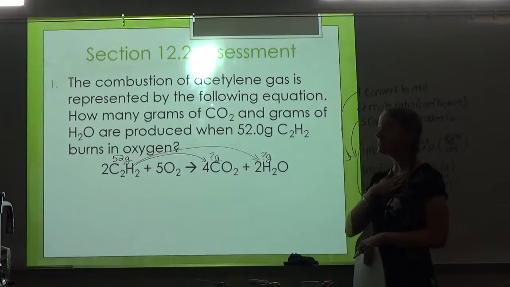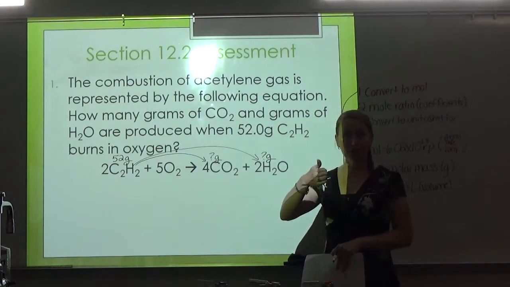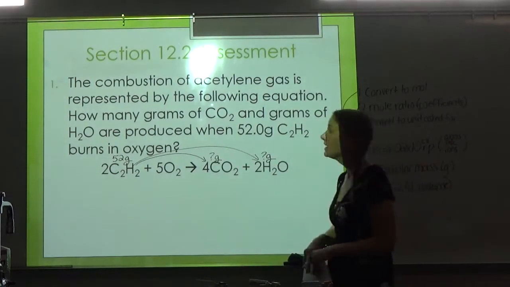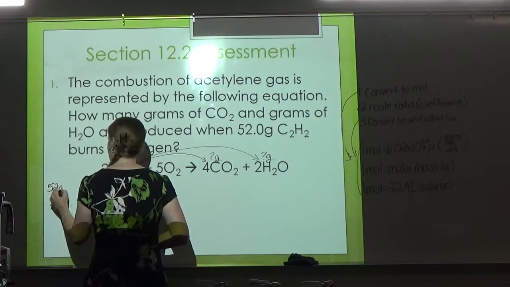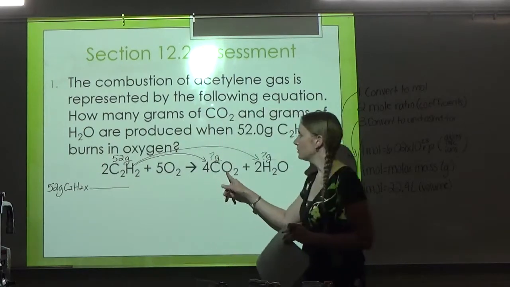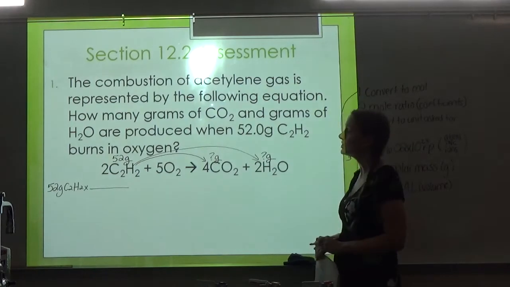Okay, so what I'm going to do is I'll do the first part. I'll figure out carbon dioxide, and then you pause it, and you figure out how much water, and then we'll have both parts. Okay, so I'm going to start with what I know, so that's 52 grams of C2H2. Now remember, I'm going to go to grams of CO2. I'm not going to worry about water. I'm going to let you try water in just a second.